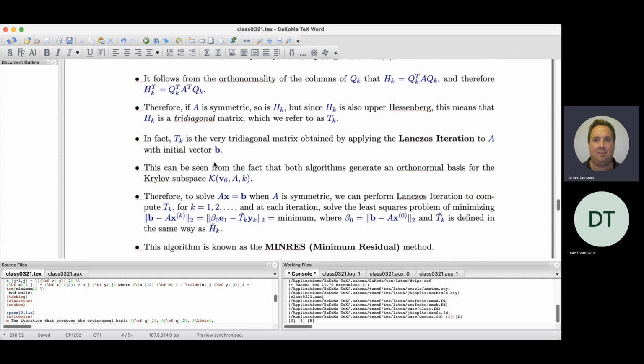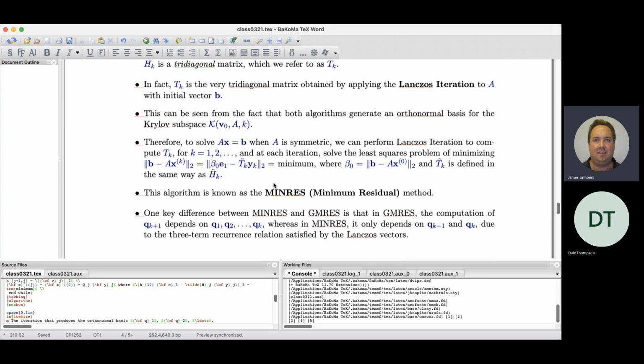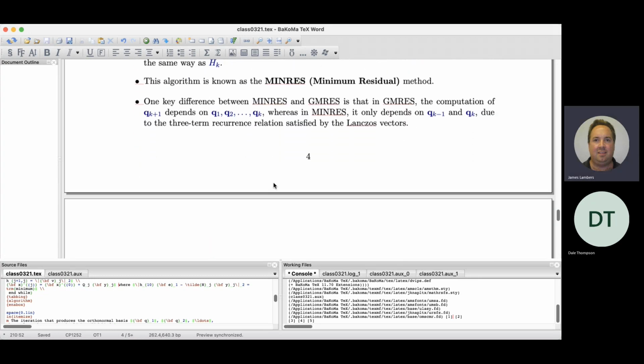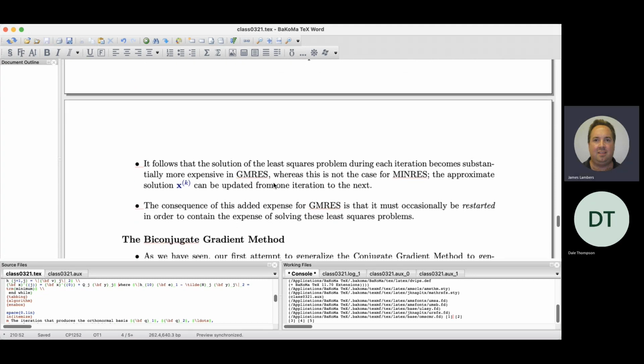And that's actually in an exploration that I had some mercy in not assigning. That was by Paige and Saunders. I actually know both Paige and Saunders. Michael Saunders is at Stanford. I guess actually he's my academic brother.